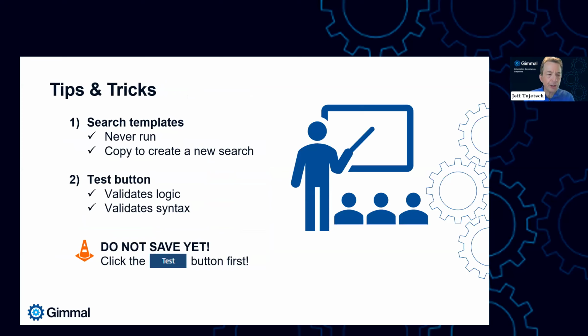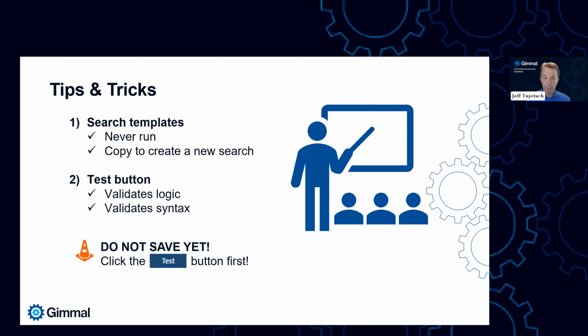All right, some tips and tricks. One of the things that I get asked about is, hey, I created a search and I ran it, I did a collection, and now I want to make a copy of it. Well, you can't. Once you have done a collection on an eDiscovery search, you'll notice you can't edit it, you can't do anything with it besides look at the results.